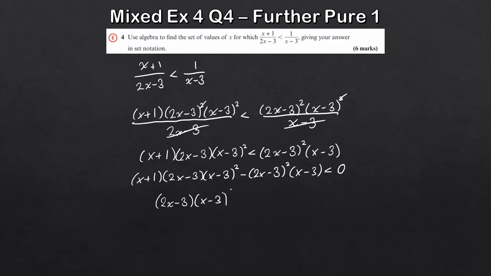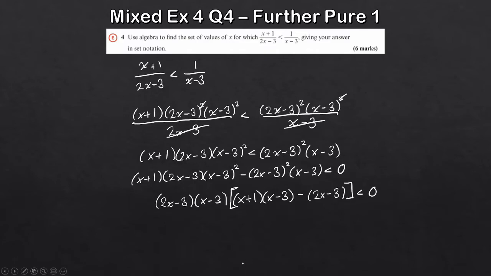Now let's consider what we do when we factorise this. What would I have to times 2x minus 3 times x minus 3 by to get this expression here? I'd have to times that by x plus 1, because we still need that. And we're missing another lot of x minus 3, so that's an x minus 3 there. And then what would I have to times this by to get this expression? We're just missing a 2x minus 3, so we need to times it by that. And this is all less than 0.